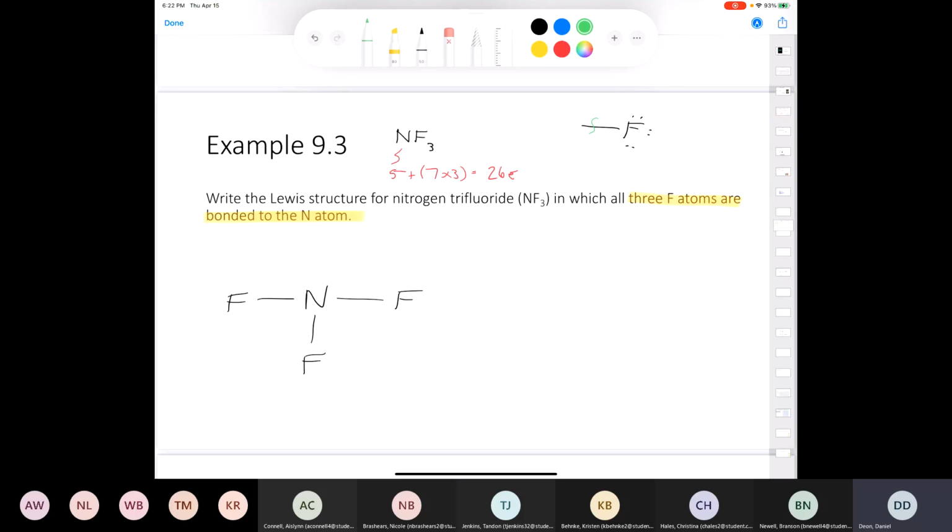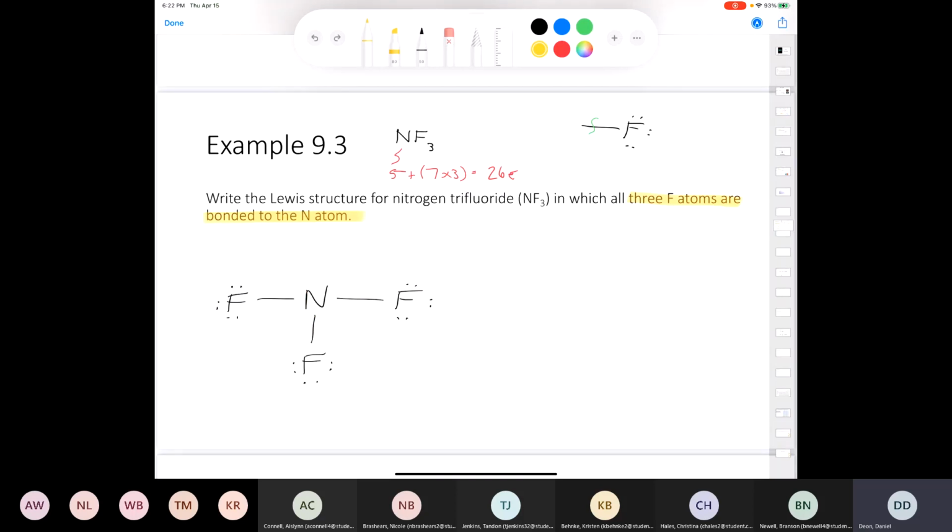So what if we went ahead and we completed the octets of all these fluorine atoms? How many electrons have we used so far? 1, 2, 3, 4, 5, 6. Well, 26 subtract 6 means I got 20 electrons to go. So let's complete the octets of those fluorines. Let's put the 3 lone pairs around each fluorine. So I'll do that. Oops, I'm missing one there. There we go. So now I've used up 8, 16, 24. I've used up 24 electrons.